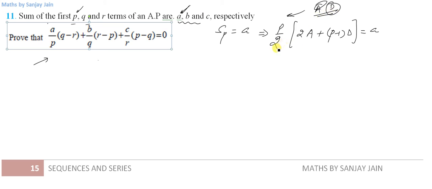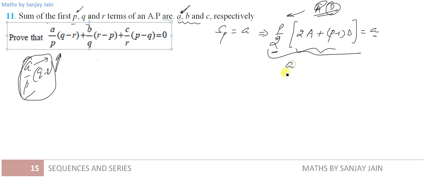capital D as my common difference. So if P by 2 into this is equal to A, if you notice this expression, the first term, I need A by P into Q minus R. So I will try to generate terms like these. I can easily generate A by P from this. A by P will be equal to, if I multiply this 1 by 2 inside, capital A here plus P minus 1 by 2 into D. So this will be A by P.